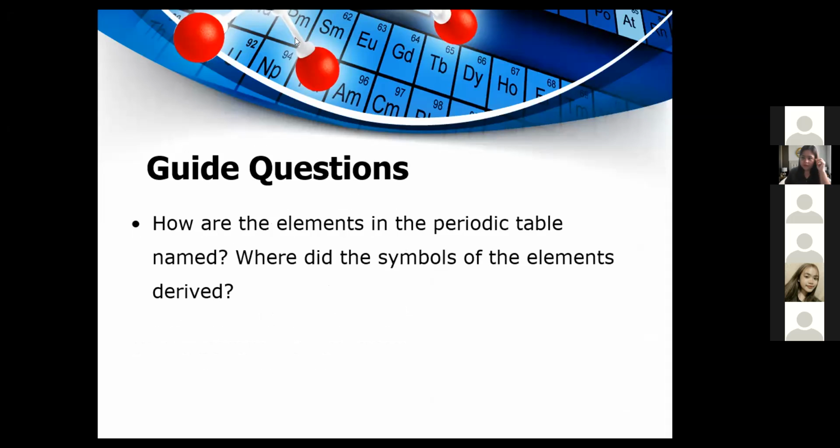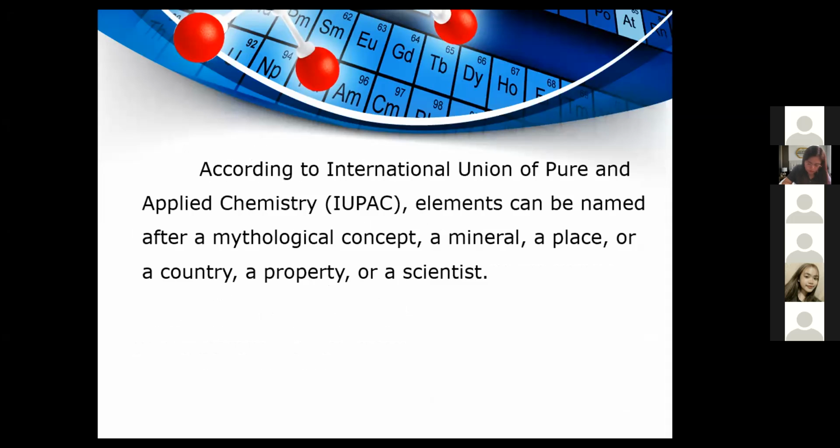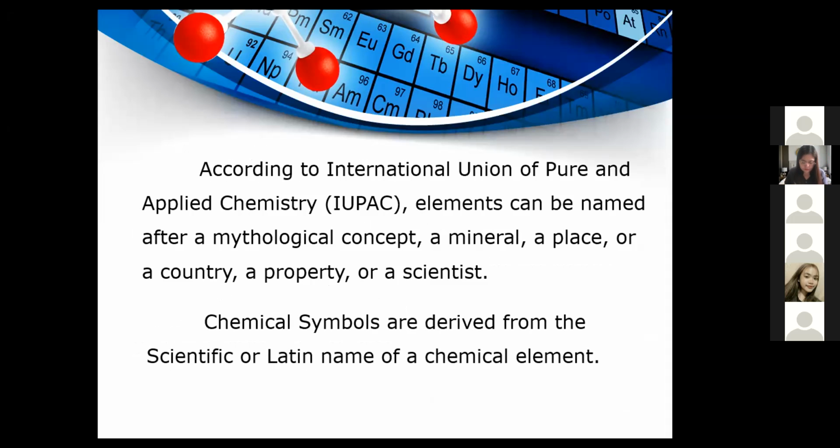How are the elements in the periodic table named? Where did the symbols of the elements derived? Next. According to International Union of Pure and Applied Chemistry, elements can be named after a mythological concept, a mineral, a place or a country, a property, or a scientist. Chemical symbols are derived from the scientific or Latin name of a chemical element, and also consist of one or two letters from the name of the element.